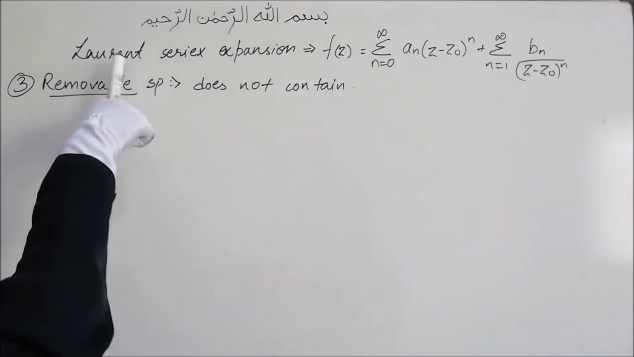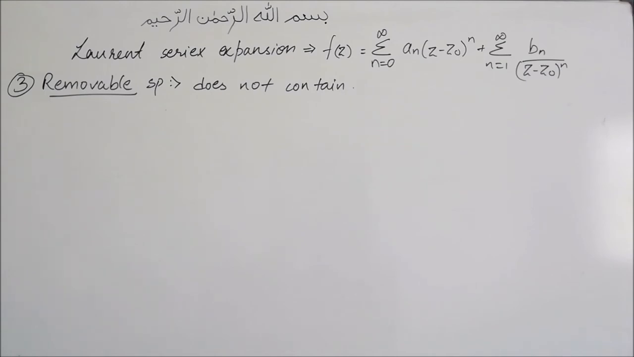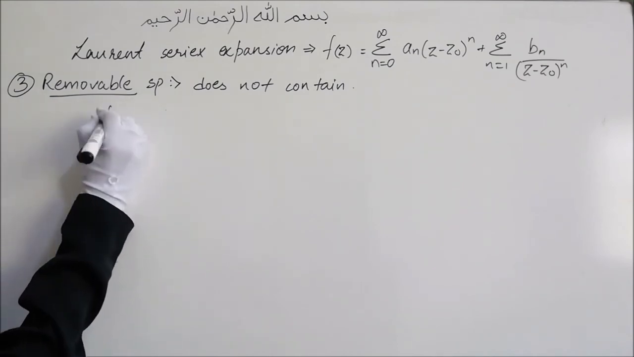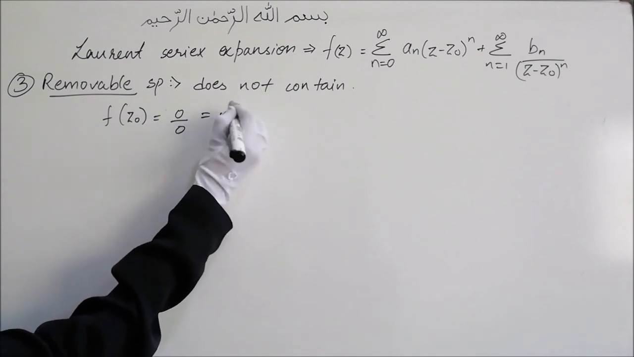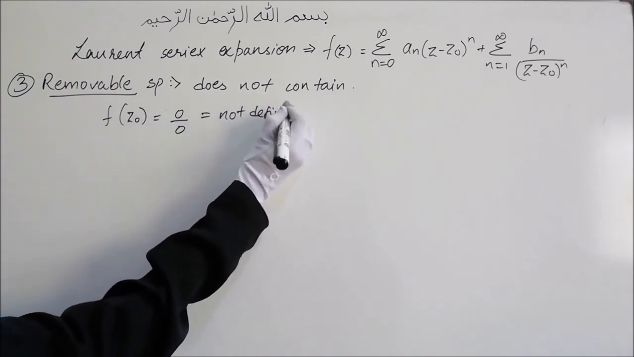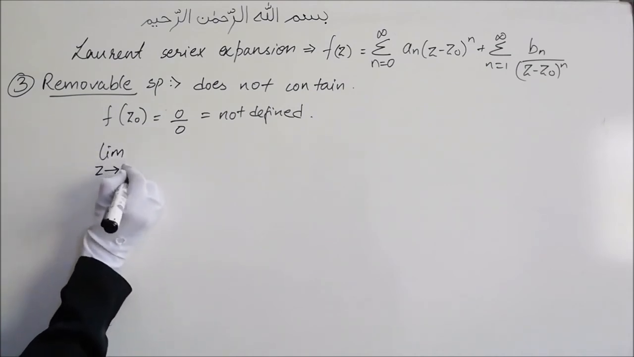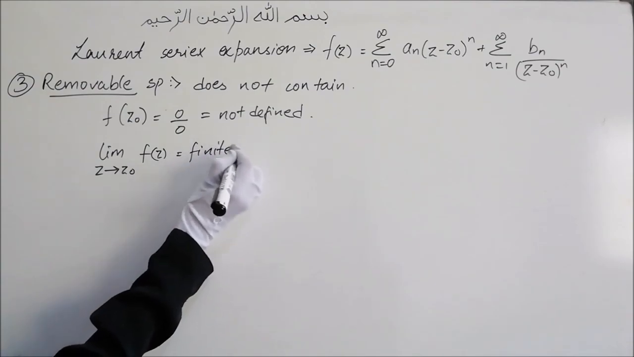If the principal part of the Laurent series expansion does not contain any negative power terms of z minus z naught, then z equals z naught is a removable singular point. For a removable singular point, the function f of z naught will not be defined, but the limit z tends to z naught, f of z will be a finite value.